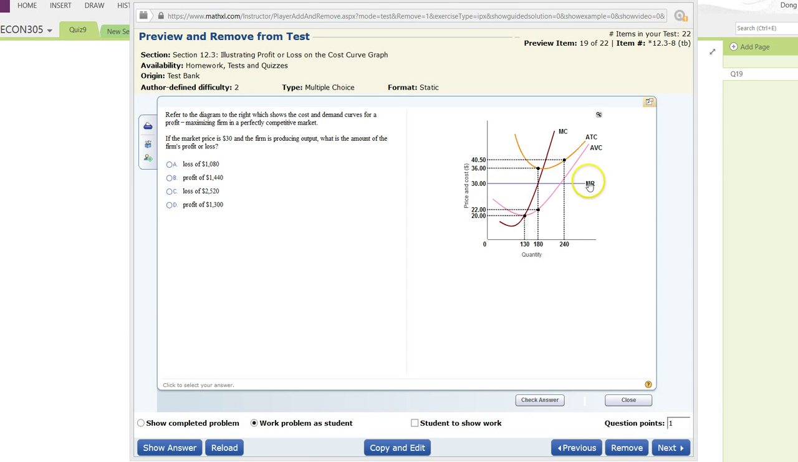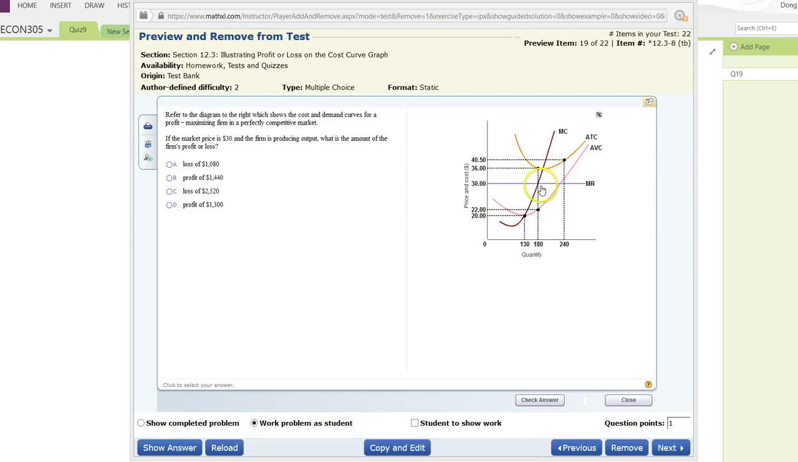So in this chart, we can see that the marginal revenue is a horizontal line. That's to be expected because for the competitive firm, marginal revenue equals market price. And in this case, market price is $30. So marginal revenue is also $30 everywhere.